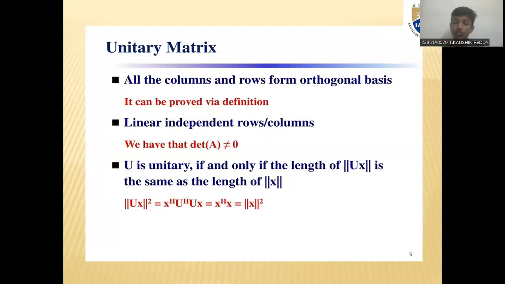For a unitary matrix, all the columns and rows form an orthogonal basis. It can be proved via the definition. Linearly independent rows or columns. We have that det A is not equal to 0. U is unitary if and only if the length of Ux is the same as the length of x. The norm of Ux squared is equal to (Ux) power H, (Ux), which is equal to x power H x, which is equal to the norm of x squared.